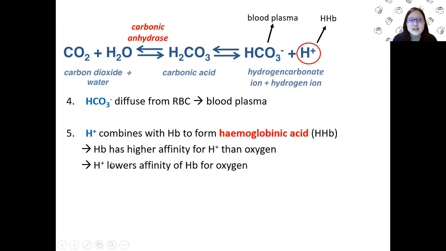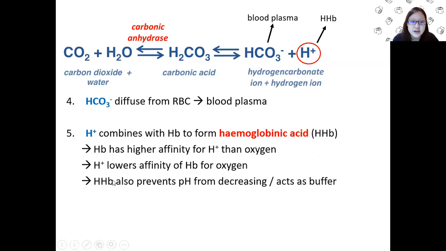Besides that, hydrogen ions, besides that, hemoglobinic acid or HHB also prevents pH from decreasing. We know the pH is low, but we don't want it to be too low. If not, it will denature the enzymes inside the red blood cells. So you don't want that. So HHB also acts as a buffer.